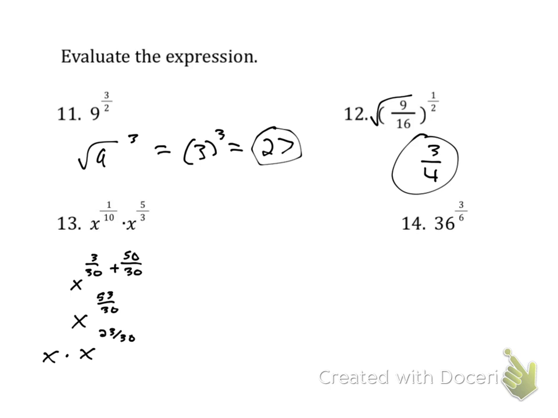All right, 36. 3 over 6 is the same thing as? 1/2. 1/2. 36 to the 1/2. Square root of 36. 6.